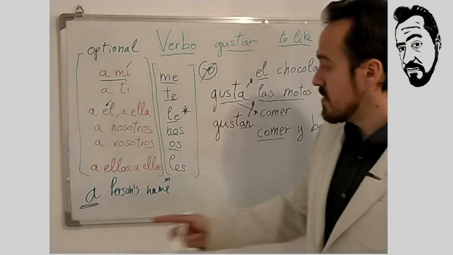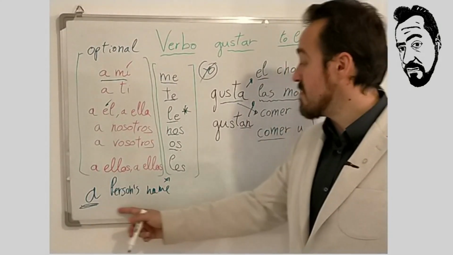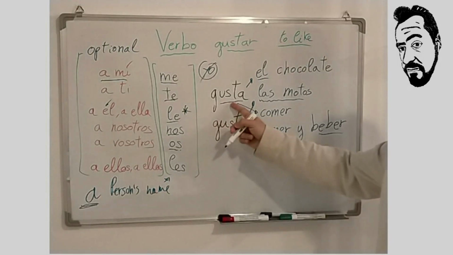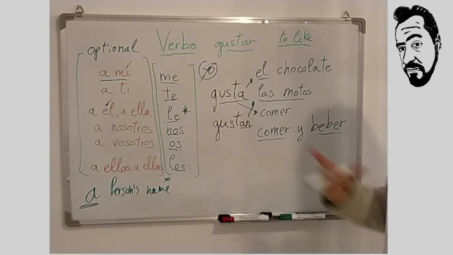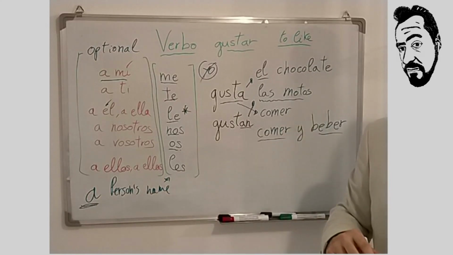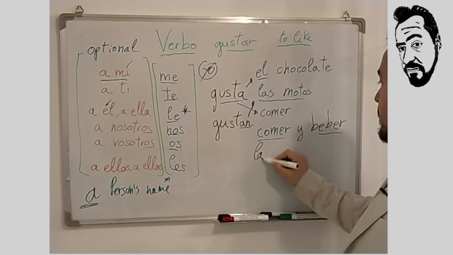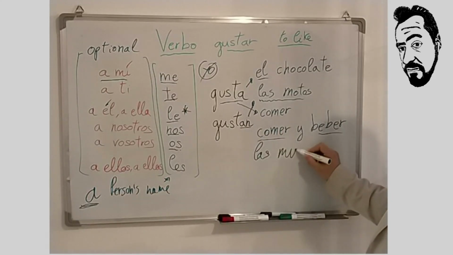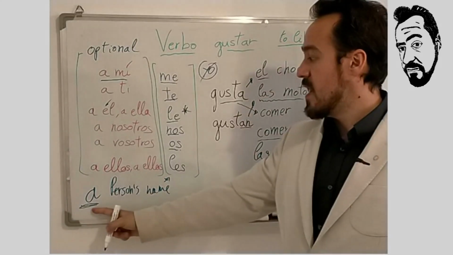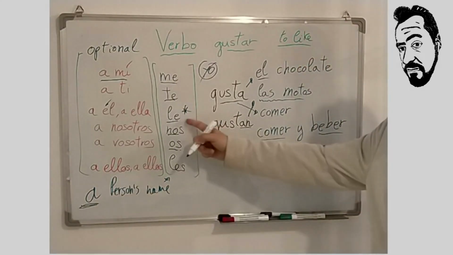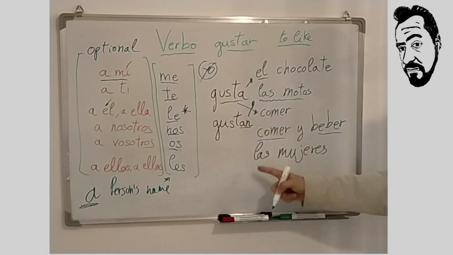A mi madre, so, my mom, a mi madre, le gusta el chocolate. My boss likes, let's say, he likes women. Las mujeres. So, a mi jefe le gustan, this one, las mujeres.